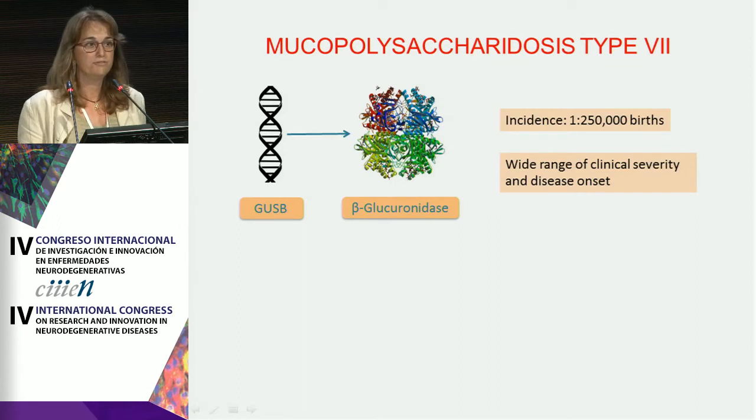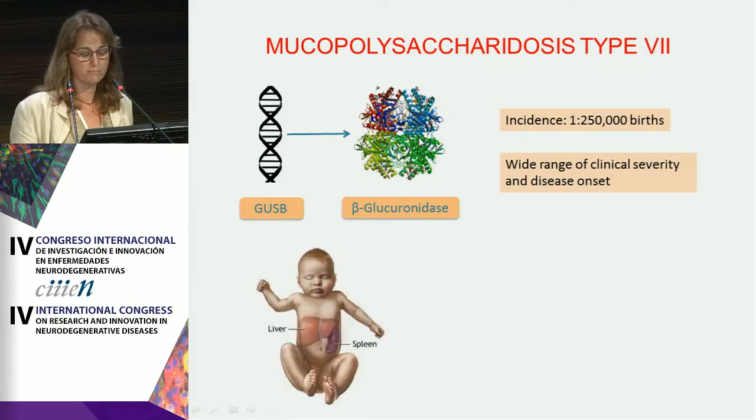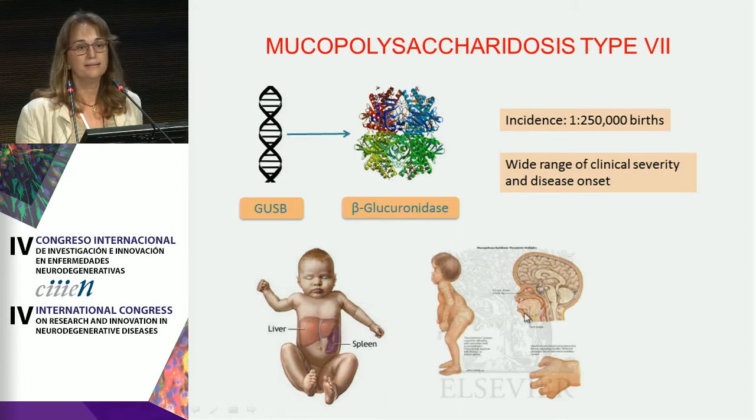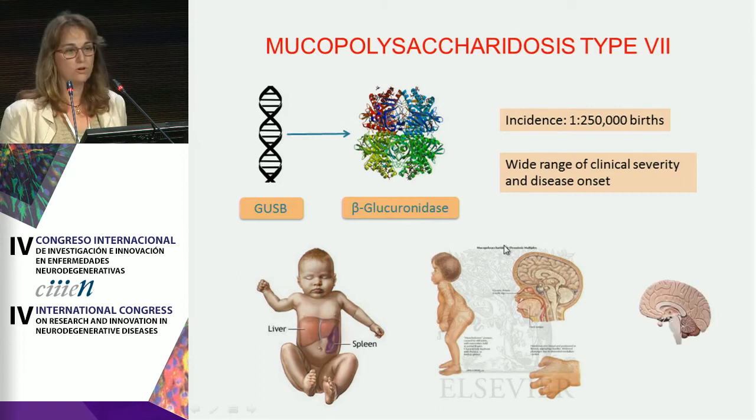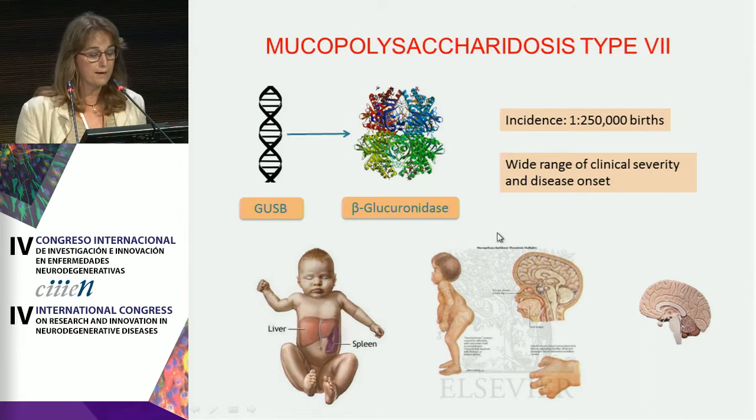The main features of the patients with mucopolysaccharidosis type 7 are hepatosplenomegaly, delay in development, and very severe skeletal deformities, as well as neurological impairment, which leads to premature death around the age of 30 or before. This is a progressive disease.